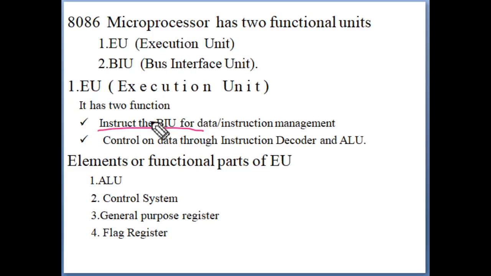That means who will instruct? The execution unit will instruct. The second function is control: the execution unit also controls the data through the instruction decoder and ALU. Through ALU and the instruction decoder, it controls the data. Next, we will go one after another through the parts of the execution unit. Start with ALU, then the control unit, then the general purpose registers, then the flag register.